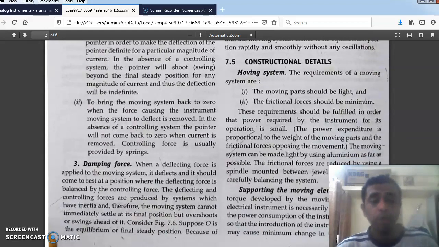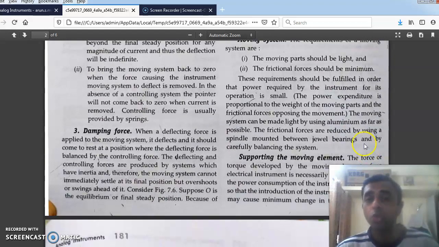Now we are moving to the constructional details. Any instrument will have its moving system. Two requirements are there: moving parts should be light, and frictional forces should be minimum. Why should it be light? Light means the weight of the moving part should be as small as possible, because if the weight is very large, then what happens?